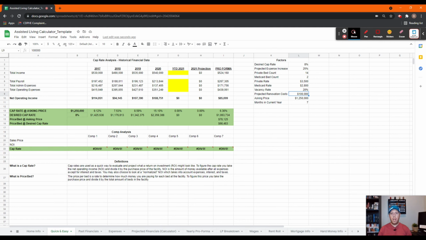But you could run better case scenarios to see what it might look like if you had a 10% vacancy rate rather than 20%, and play around with those numbers. So that helps you out a lot there.